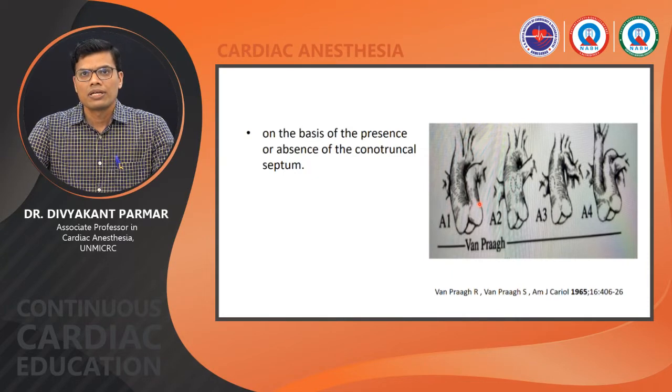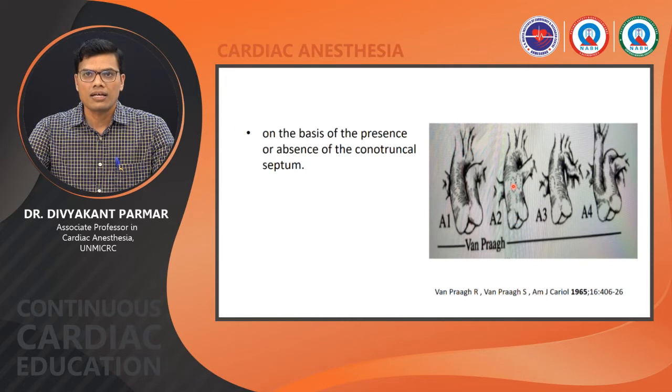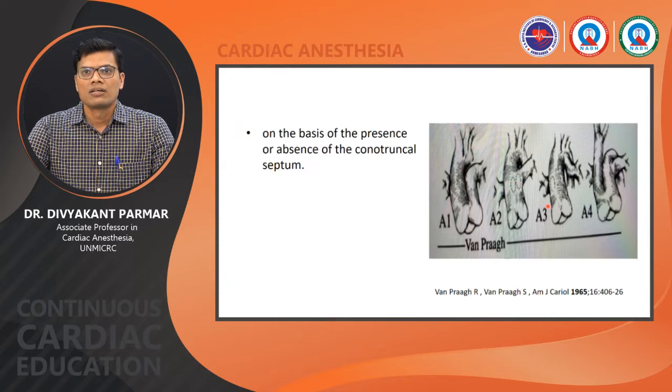In type A2, which corresponds to type 2 and type 3 of Collett and Edwards, both pulmonary arteries arise from the truncal artery, and this occurs due to the complete absence of the conotruncal septum. Then in type A3, one pulmonary artery is not arising from the truncus, and that part of the lung is supplied by collaterals, while one pulmonary artery arises from the truncus.